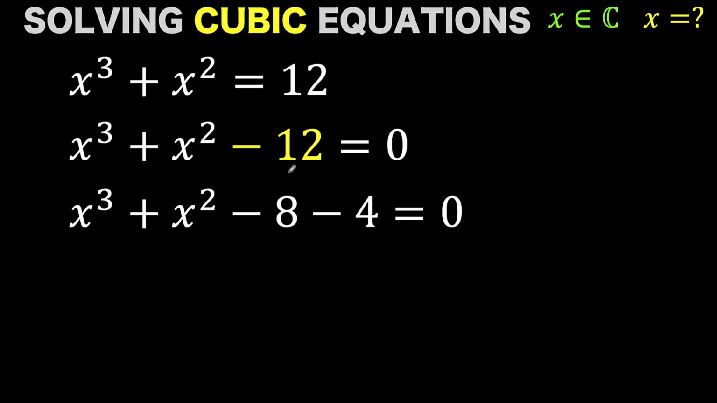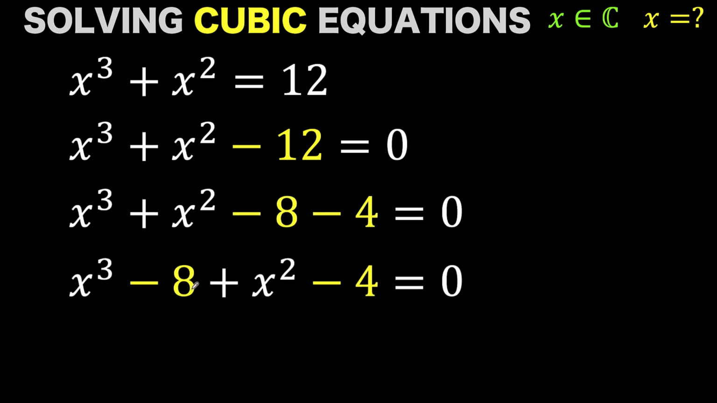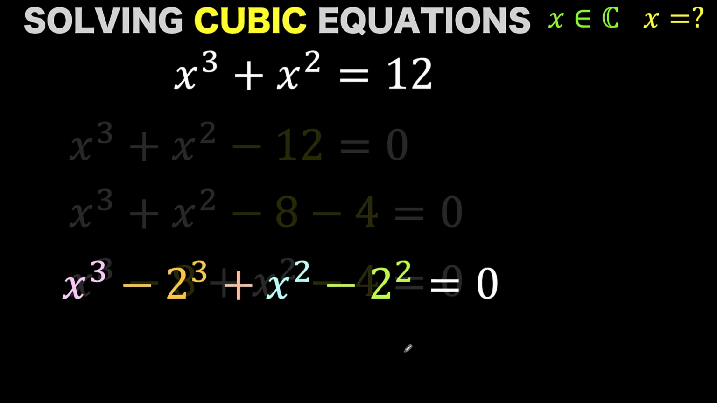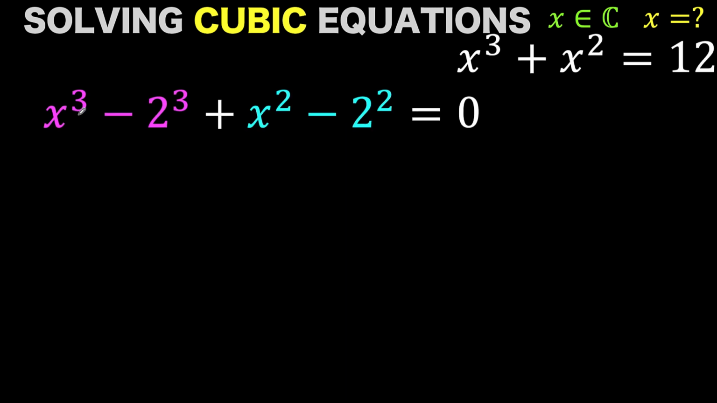So we write minus 12 as minus 8 minus 4. Then let's rearrange the order of the terms. Now we know that 8 is 2 cubed and 4 is 2 squared. Then notice now that we have here difference of two cubes and we have here difference of two squares.